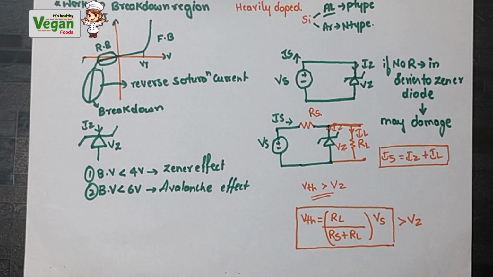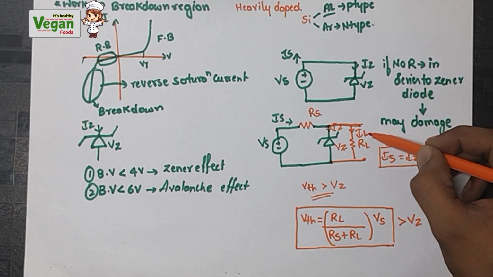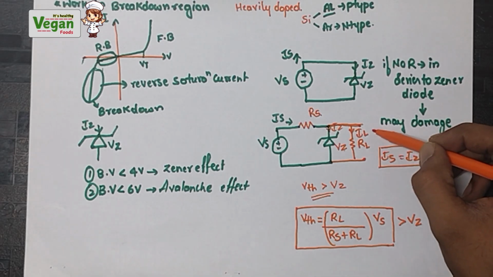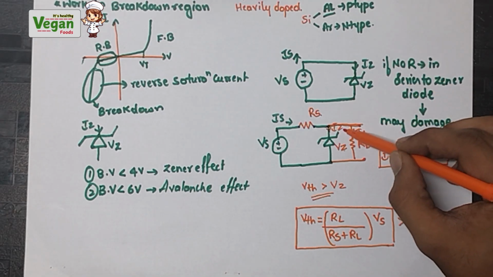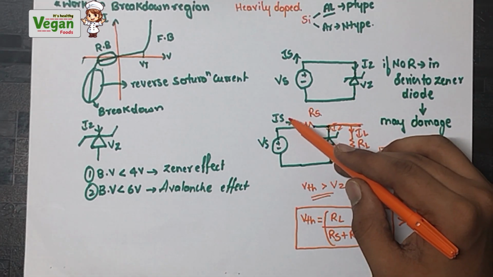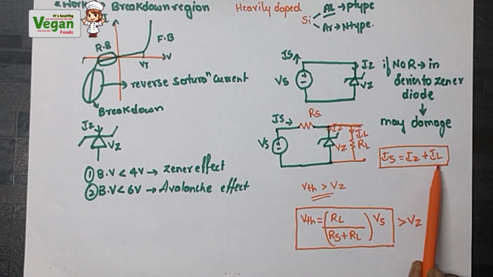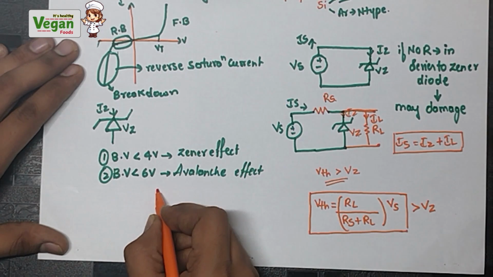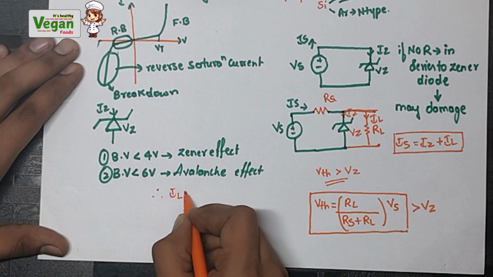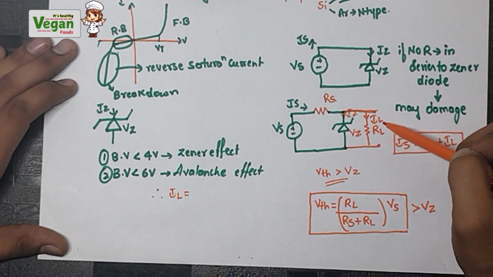Now we need another three formulas: the current flowing through the load resistance IL, the current flowing through the Zener diode Iz, and the total current Is. We also know that the total current Is is equal to Iz plus IL. So what will be the value of IL? IL is flowing through the load resistance RL.